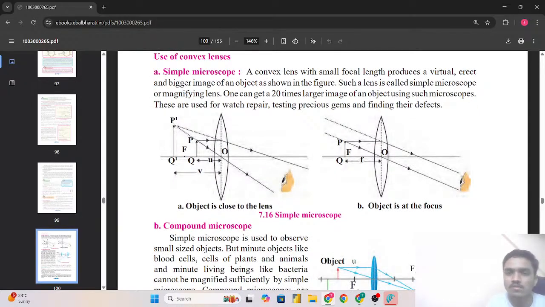A convex lens with small focal length produces a virtual, erect and bigger image of an object as shown in the figure. Such a lens is called a simple microscope or magnifying lens. One can get a 20 times larger image of an object using such a microscope. These are used for watch repair, testing precious gems and finding their defects.